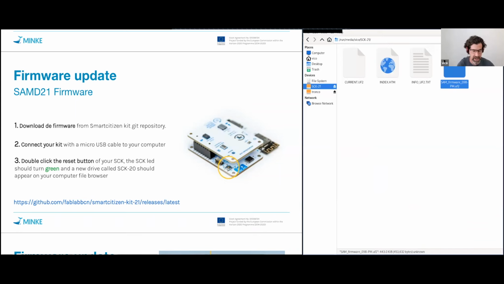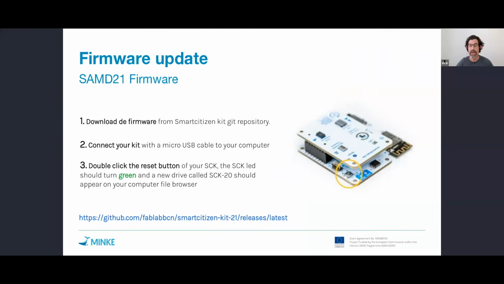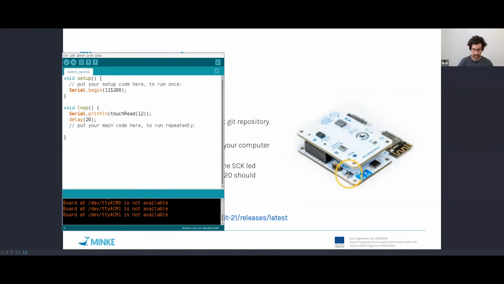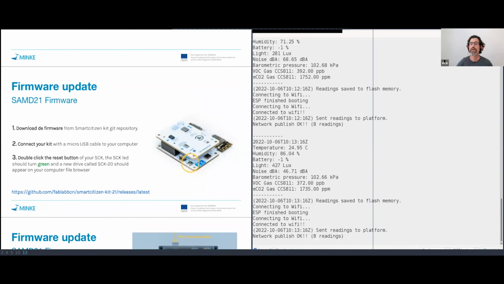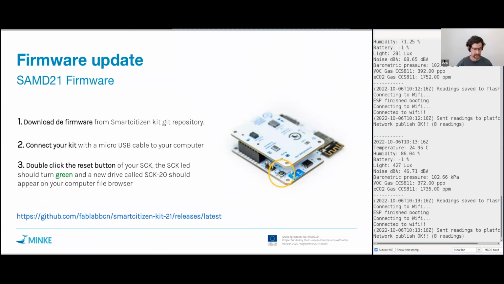When I do that, the kit starts blinking green, and at the end, it reboots itself with the new firmware. As you can see, the device disappeared from my computer because the kit is again working as a normal device, not as a USB storage device. And let me just fix this again.